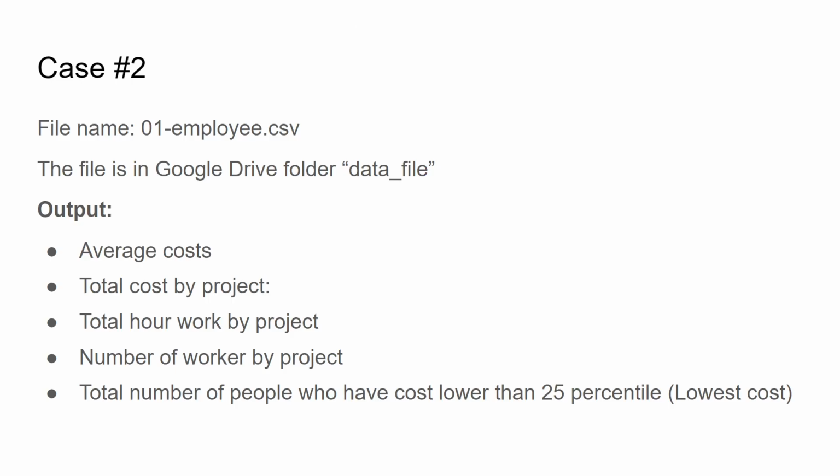Okay, let's continue our case study. Last class we did average cost already and then total cost by project already. So this class we're going to do the total hours worked by project. This one is similar to the second one, the total cost, but we're going to do total hours instead of total cost.